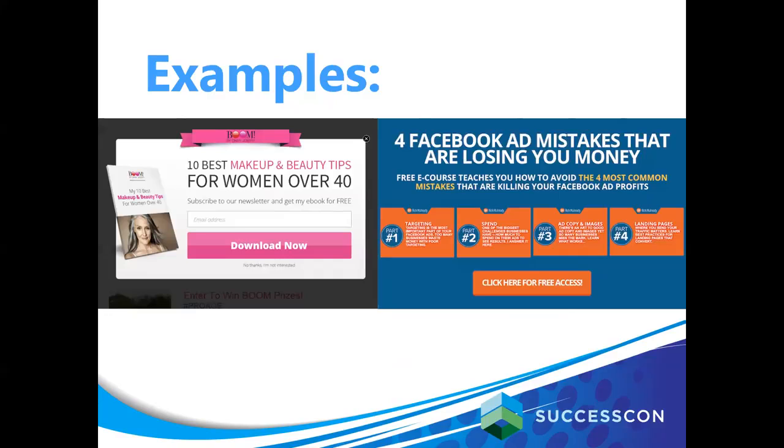The example on the right: four Facebook ad mistakes that are losing you money. Losing you money is an instant grab of my attention as a business owner. Obviously I want to make money, but if I can save money in any way, that's really important to all of us. That grabs my attention as well. And then it says four Facebook ad mistakes, and it lists visually number one, number two, number three, and number four. It's not necessarily saying it's an e-course, so it can't really give you a visual of a course, but it does say four mistakes, and then it gives you a visual of kind of like folders, I guess, of what you can expect, and gives you a little bit more detail on each of those. I really, really like this one a lot.